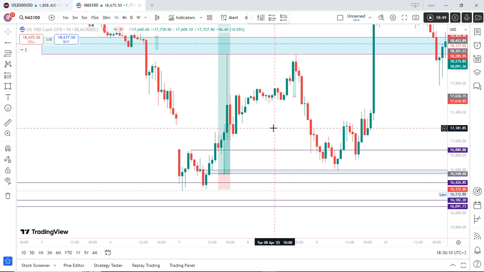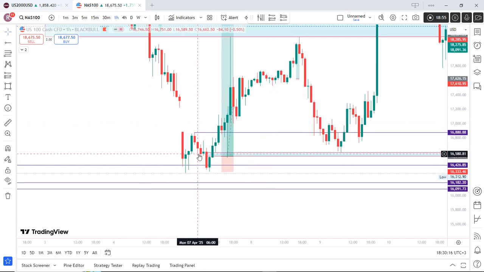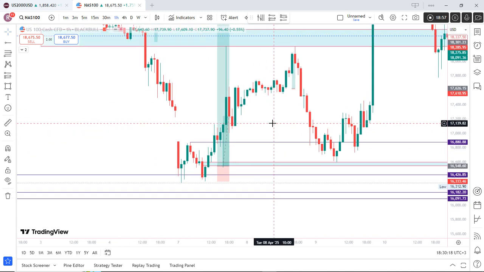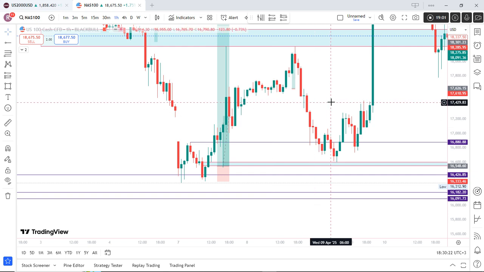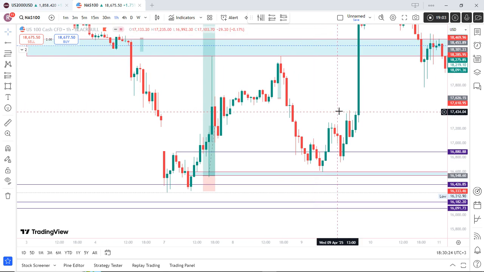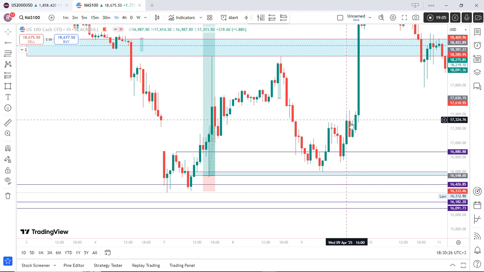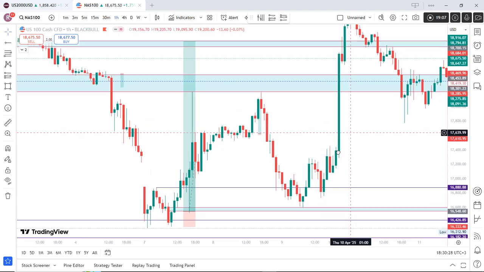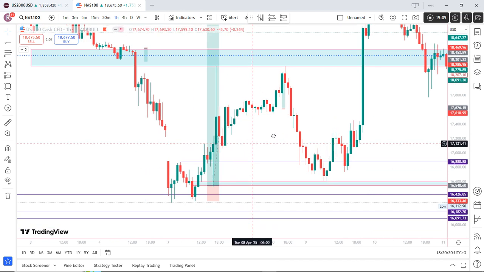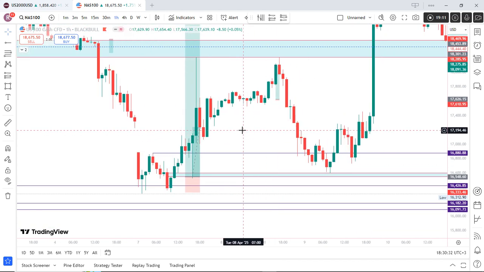So, for example, I'll show you later how US 2000, that is Russell, took out the low of Monday and Tuesday, whereby Nasdaq did not. That was another confirmation that we were to go up on Wednesday. That is before this serious massive move you saw here. Okay, right. So let us jump onto Tuesday.